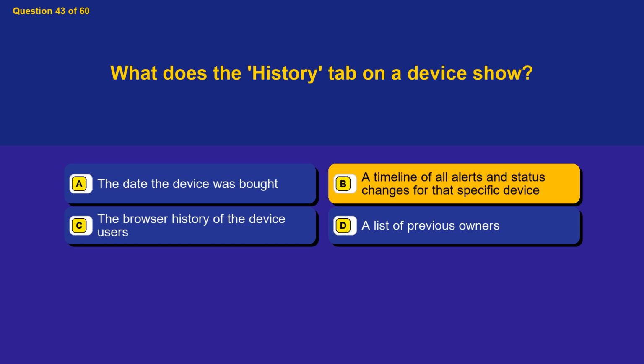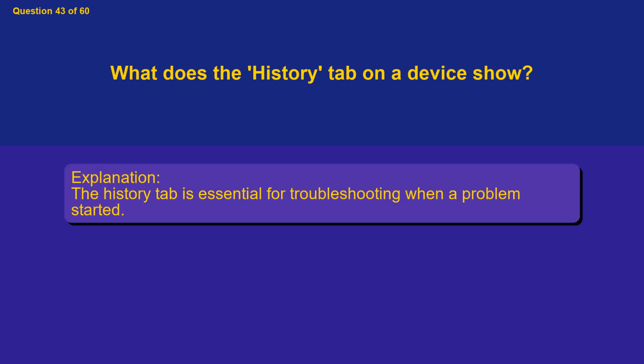The correct answer is option B. A timeline of all alerts and status changes for that specific device. The History tab is essential for troubleshooting when a problem started.